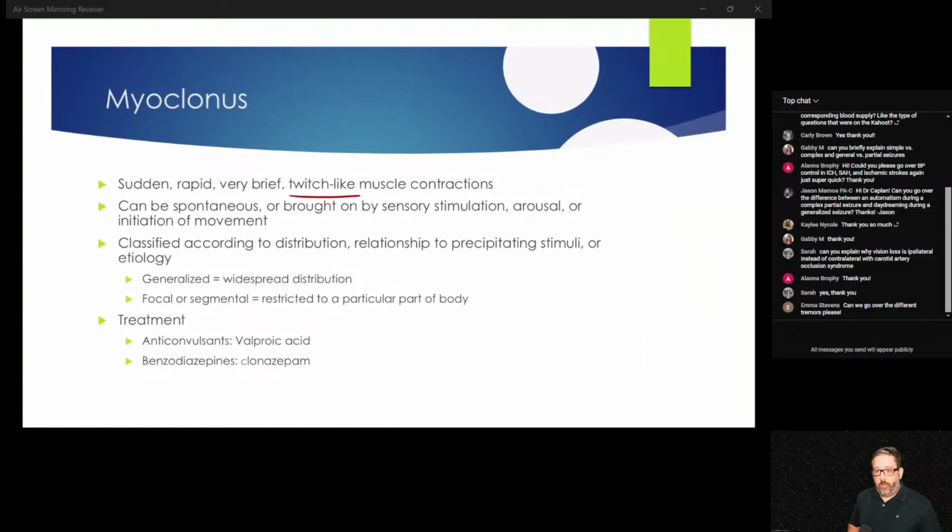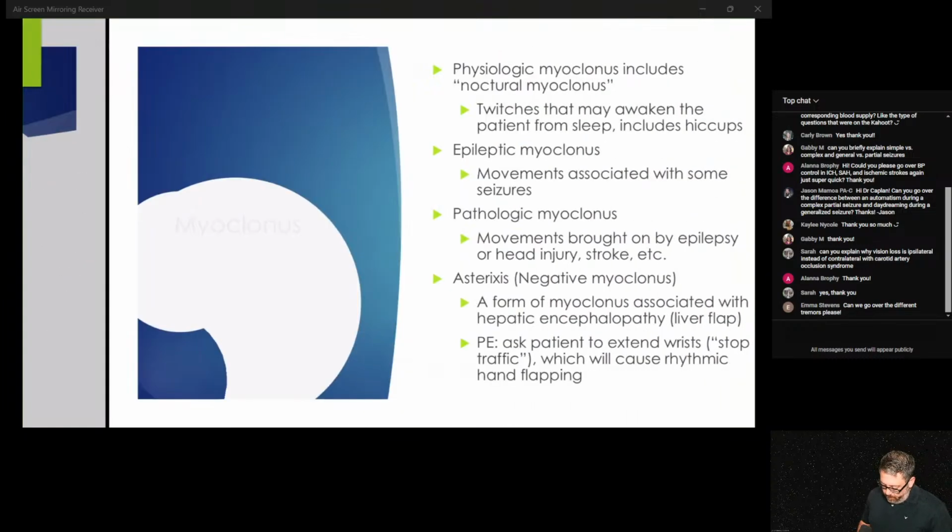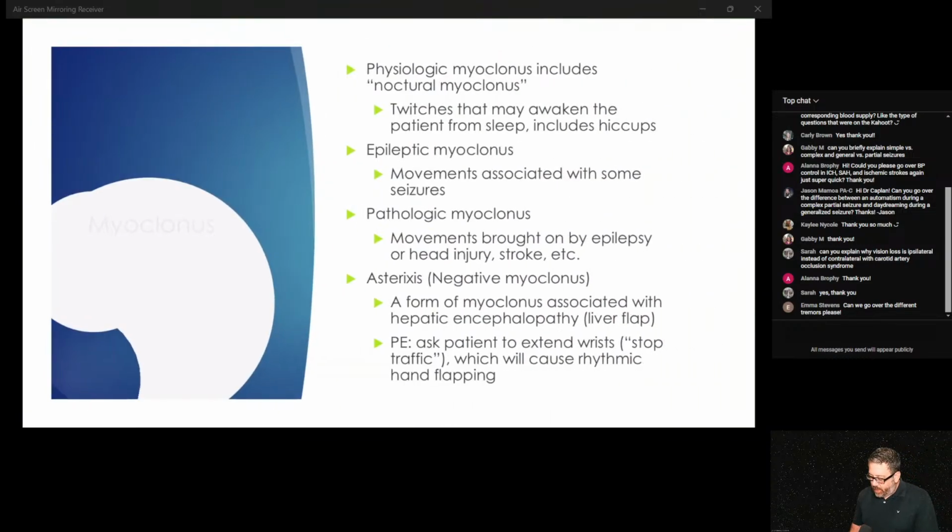Myoclonus, twitch-like movement, contraction, but it's just a twitch, single twitch usually. Some sensory stimulation can do it as well. So if someone touches you and you twitch and your whole body jerks, it's an example of a myoclonus. The nocturnal myoclonus will wake you up. Epileptic myoclonus is during seizures. Pathologic myoclonus, movements brought about due to epilepsy or head injury.